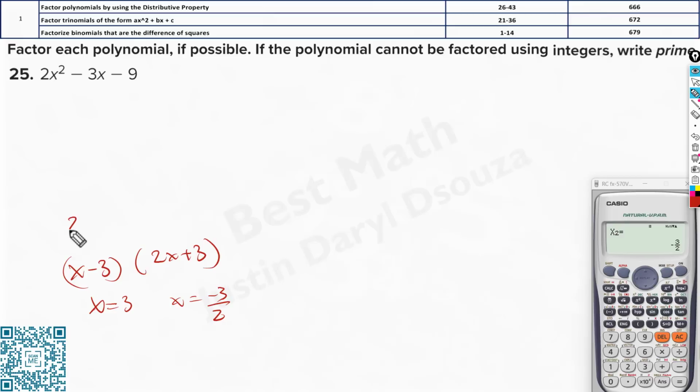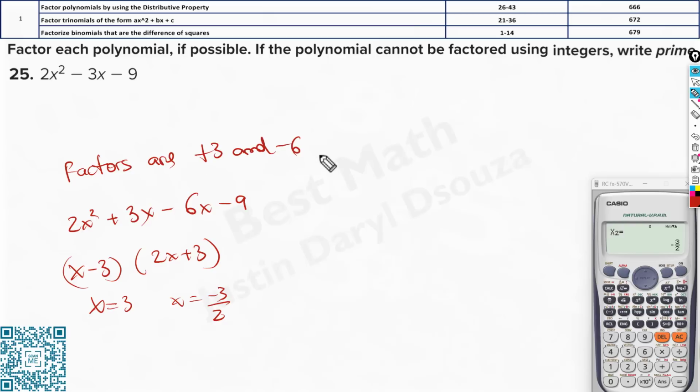So let's multiply. It'll be 2x squared. x times 2x is 2x squared plus 3x minus, now over here it'll be 3 times 2, it's 6x, minus 6x minus 9. So now if you simplify this, you get the question. So we write the factors are plus 3 and negative 6.